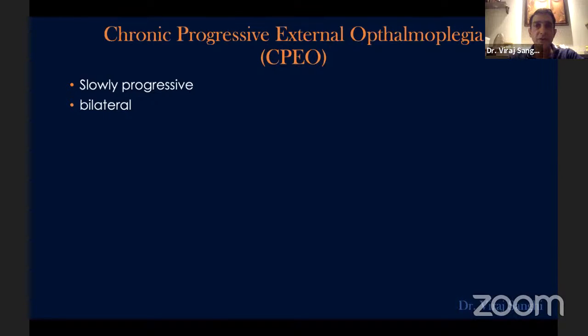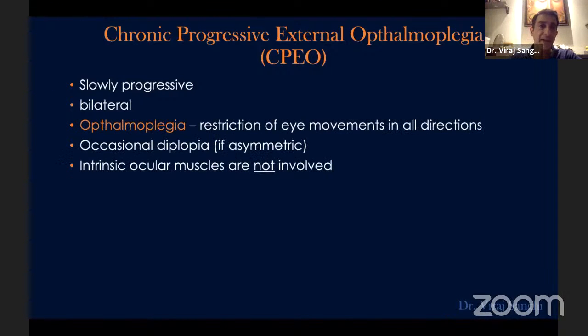So the first disorder that we would like to talk about, and the most common mitochondrial myopathy that we know, is chronic progressive external ophthalmoplegia, or CPEO, now also known as PEO, just progressive external ophthalmoplegia. As the name suggests, it's slowly progressive. It's usually bilateral. There is, of course, ophthalmoplegia, as the name suggests. There is restriction of eye movements in all directions. It's so slowly progressive that the patient may have completely fixed eyeballs by the time they present.